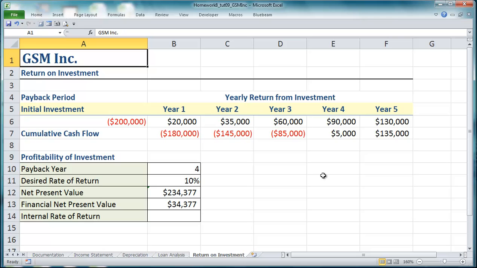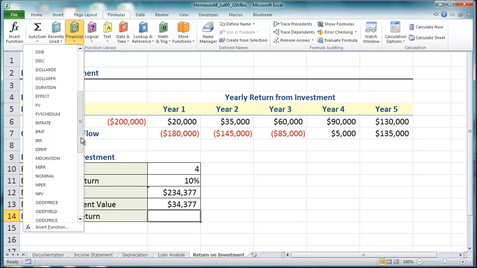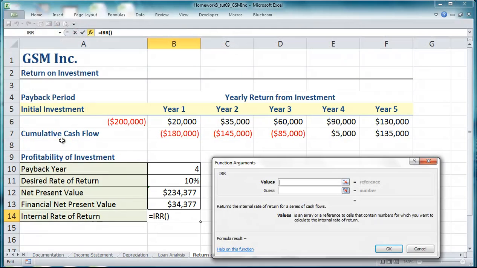To calculate an investment project's internal rate of return, we're going to click on cell B14, and we're going to use the IRR function. So we click on Formulas, Financial, scroll down till we get to the IRR, that represents internal rate of return. Click it, get our function arguments window.